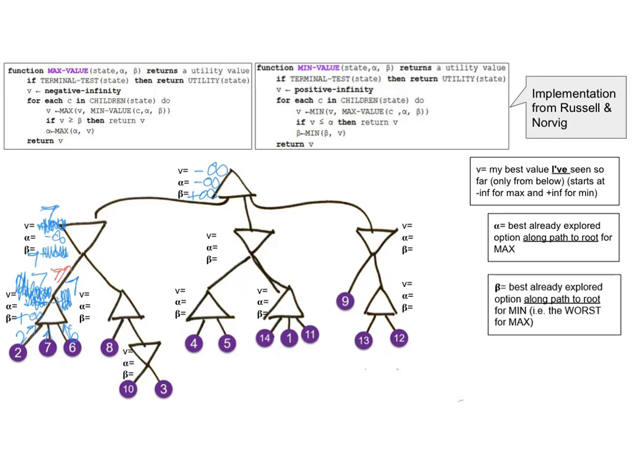Okay. So I'm going to, let's see, I'll change colors. I don't know if you can see this, but I'm going to put alpha is negative infinity, and beta is 7. Okay. So where are we? We are running the max function on this guy, right? It's not a terminal node, so v gets negative infinity. Fine.